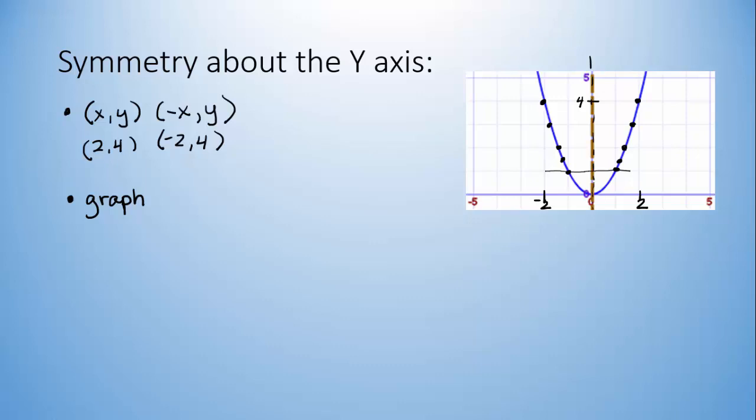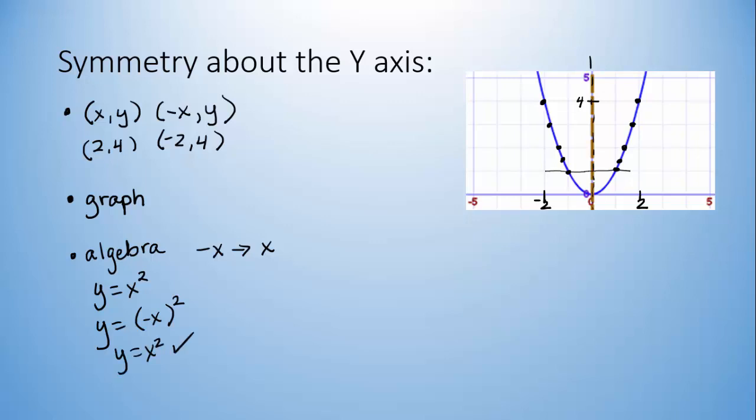The third way we can tell is using algebra. The equation of this graph is y equals x squared. This graph is symmetric around the y-axis if you can plug negative x into x and you still get the original equation back again. Let's try it. So in this case, we'd put in negative x and simplify, and you get the original equation back again. Those are the three ways that we look for symmetry.